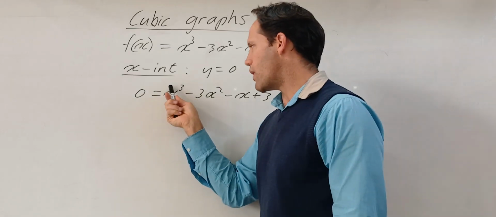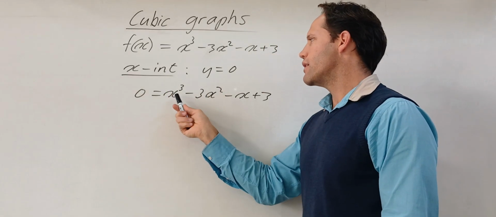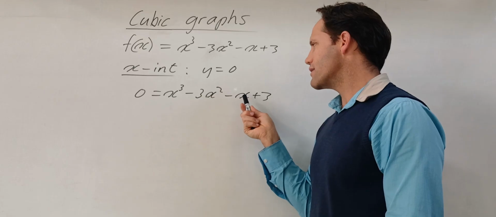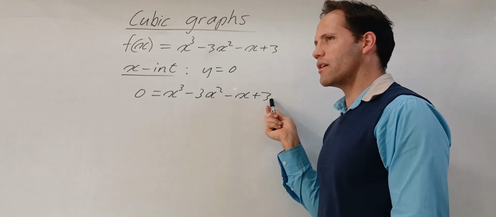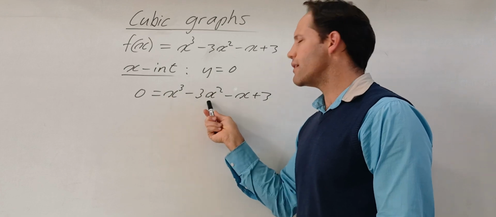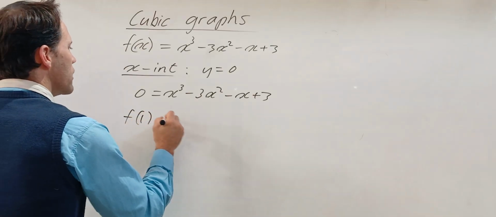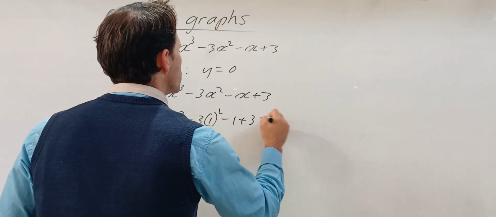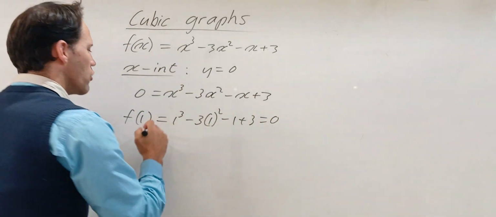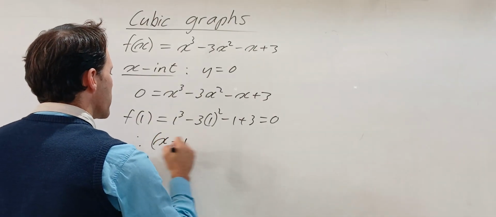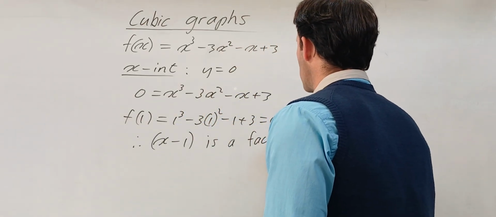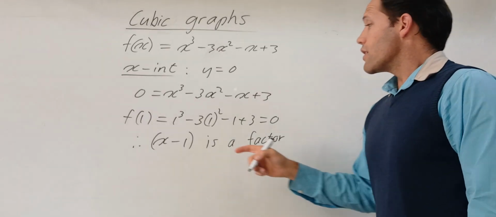1 to the power 3 is 1. 1 to the power 2 is 1. So 1 minus 3, and then here, minus 1 plus 3 will give you 0. So when you substitute 1, the output value will be 0. f of 1 is 0. Okay? 1 to the power 3 minus 3 times 1 squared, minus 1 plus 3 gives you 0. So when I put 1 in, I get 0 out, which means x minus 1 is a factor. x minus 1 is a factor. Okay. So that's a good way to start.